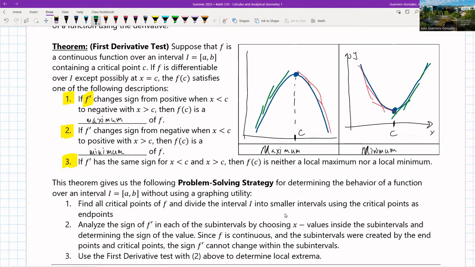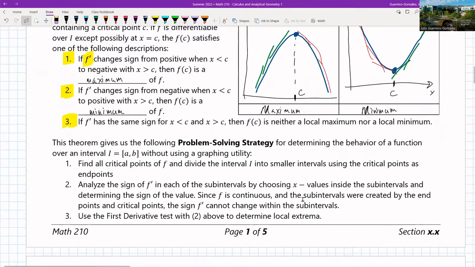Okay. This is a pretty good problem-solving strategy for determining what kind of maximum or minima or what kind of extrema you have. Okay. Step one, right? Find the critical values. Okay. And divide the interval into smaller intervals using the critical values as endpoints. I'm going to show you guys what that means. You're basically divvying up, sort of like the number line, but it's based off of the critical values, okay?